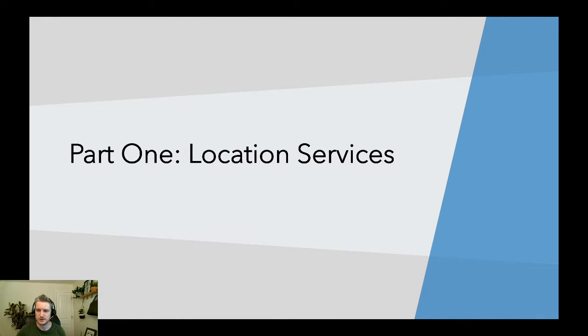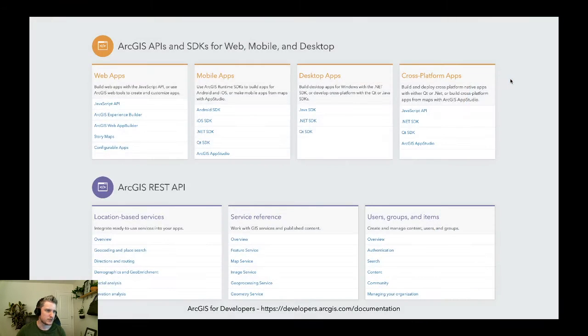Let's go ahead and dive into the location services stuff. We'll take a look at our developer documentation site here in just a minute, but I wanted to call out two specific components of ArcGIS for developers. At the top is all of the various APIs and SDKs that we provide. These are really the ways that you can get the ArcGIS platform into your app, whether you're writing a JavaScript application or Java or .NET or Qt, or basically working on any platform under the sun. We've probably got a client API or SDK for you.